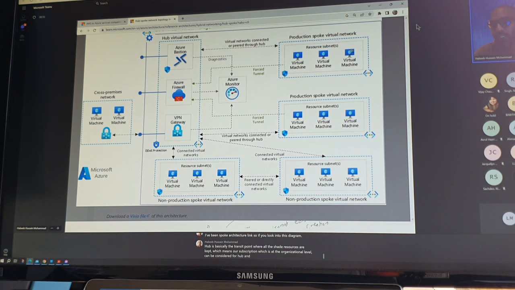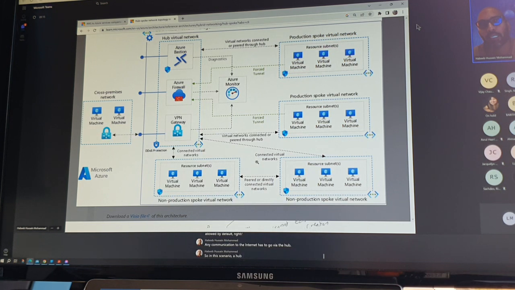And then each blue dotted rectangle box that you see on the right is a spoke, which can represent a department. And if you can see, these departments are not interconnected, which means no communication between them is allowed by default, right? Any communication with the internet has to go via the hub. So in this scenario, a hub and spoke architecture, the hub is a shared subscription and a spoke is a dedicated subscription.